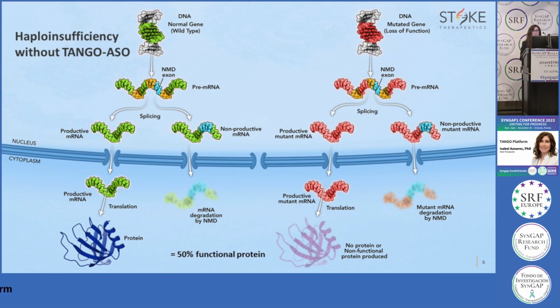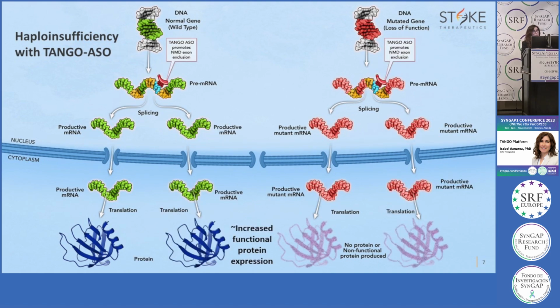So with our TANGO ASOs, we're able to target that non-productive exon and prevent its inclusion in the final mRNA. And by preventing this inclusion, we almost exclusively generate productive mRNA from both alleles, the wild type and the mutant. Now, the mutant allele still won't do anything productive, but the increased levels of productive mRNA from the wild type allele, from the normal allele, will lead to more protein production, and that increase in protein production makes up or compensates for the loss of the mutant allele. And that's sort of the TANGO concept. That's what we call the TANGO concept.